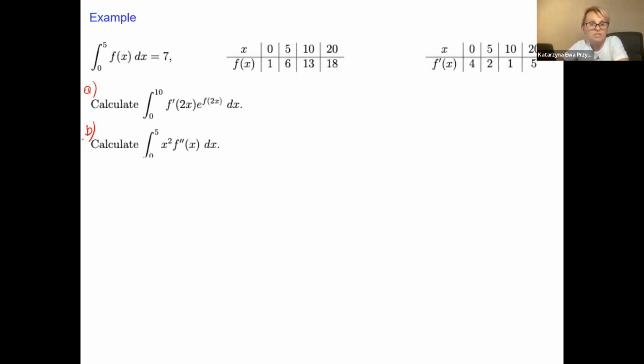We have some information: the integral from 0 to 5 of f of x dx equals 7, some information about f of x for a couple of points, and the information for the derivative of the function f at 0, 5, 10, and 20. Calculate the integral from 0 to 10 of f prime of 2x times e to the power of f of 2x. What method will you use?